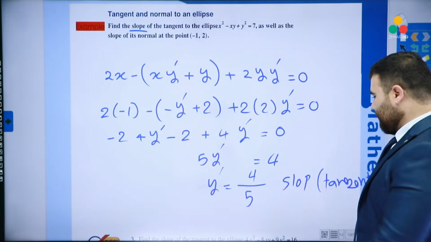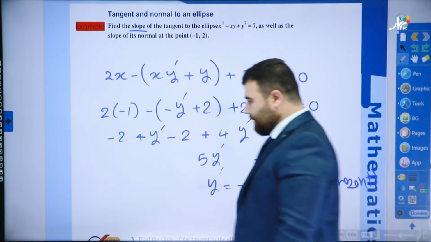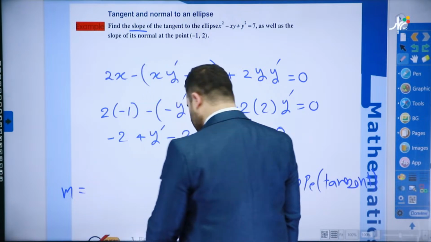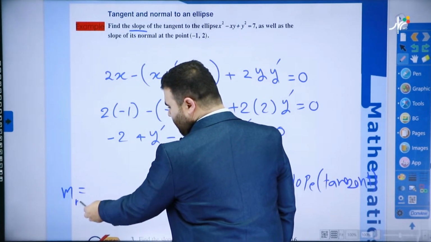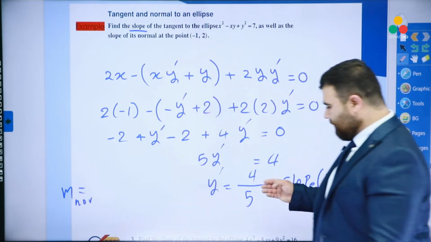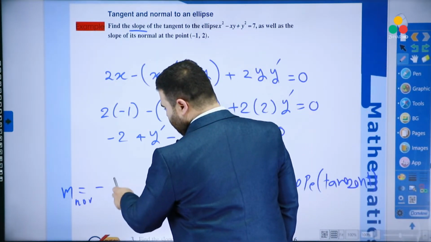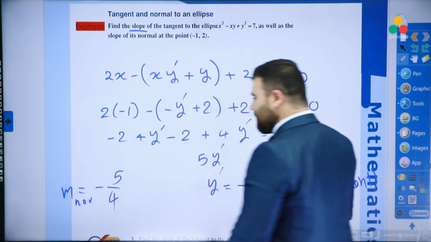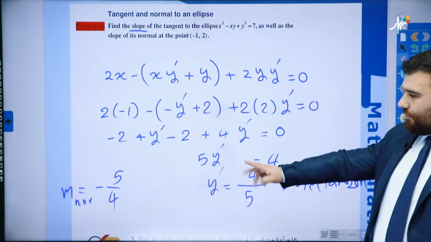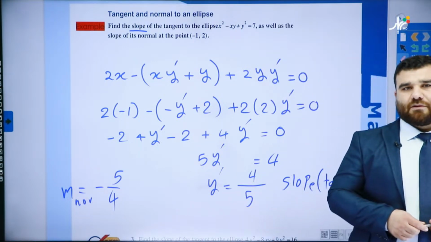Now if I want to switch the slope to be the slope of the normal, I just need to do this. M means slope, so M of normal is equal to, this is 4 over 5, switch it to 5 over 4 with the opposite sign, negative 5 over 4. So this is the slope of the normal. Slope of tangent, 4 over 5; slope of normal, switched with the opposite sign. Now it is complete.